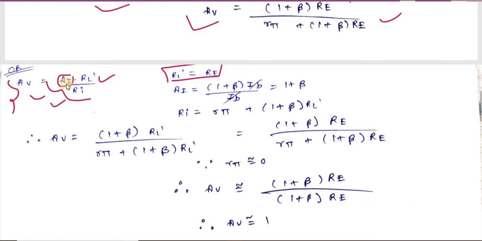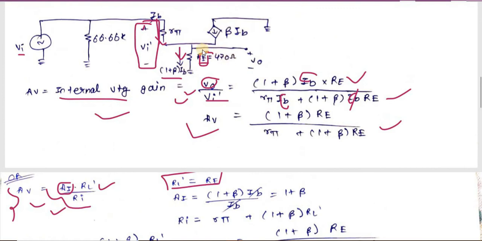And now this current gain is nothing but output current upon input current. Here output current is IE and input current is IB. IE we can write as 1 plus beta into IB, right, upon IB. If we cancel IB, we will get 1 plus beta. So our Ai, basically internal current gain, is 1 plus beta.